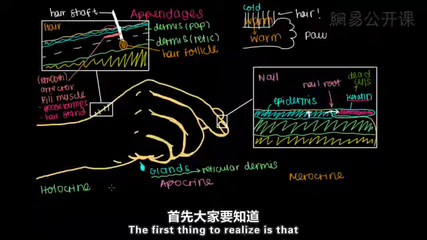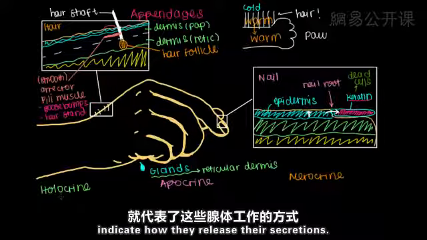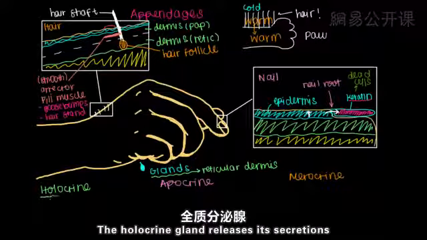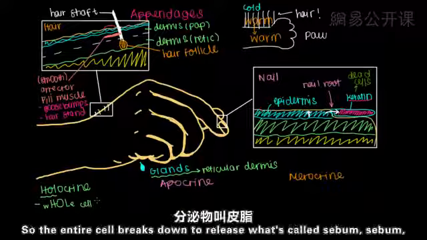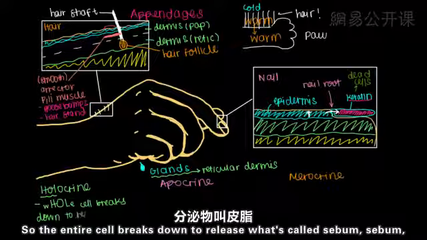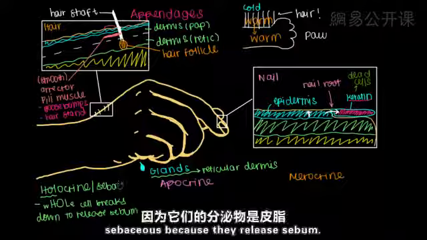The first thing to realize is that the way we name these types of glands indicates how they release their secretions. The holocrine gland releases its secretions by disintegrating the whole cell. So the entire cell breaks down to release what's called sebum. And so another name for holocrine glands is sebaceous glands, sebaceous because they release sebum.